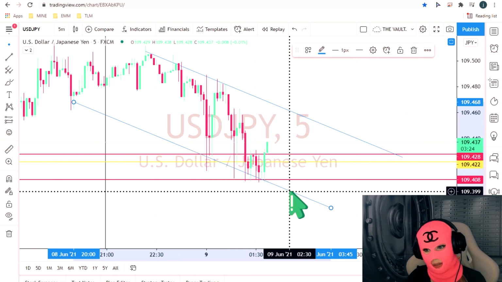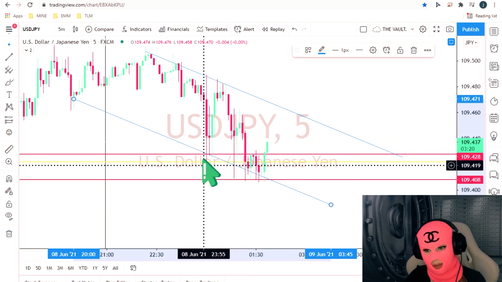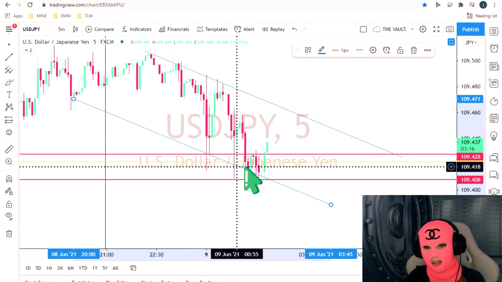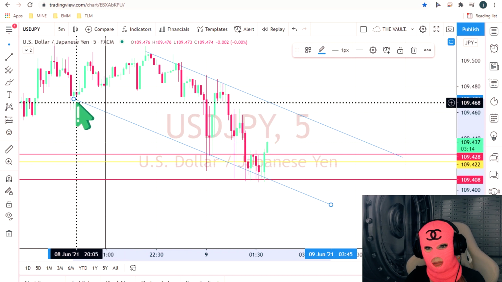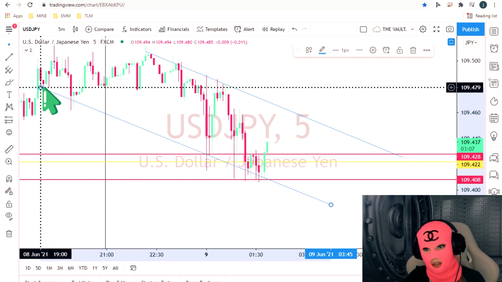You see where all these wicks are? That means impulse beyond, impulse beyond, impulse beyond. However, they all close above this trend line. You could even extend this if you wanted to further validate. It's entirely not necessary.